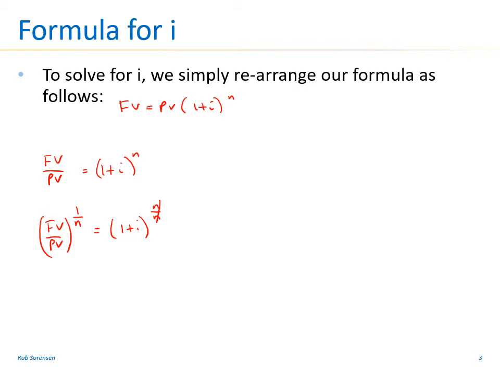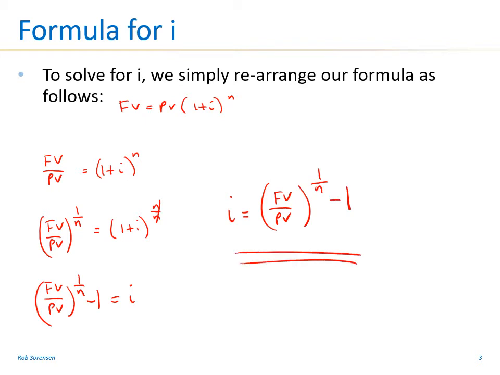I can subtract 1 from both sides, and I get (future value over present value) to the power of 1 over n, minus 1, equals I. And then I'll just go ahead and flip it left for right, because we usually like the unknown thing on the left. I get I equals (future value over present value) to the power of 1 over n, minus 1. That's our formula for I that we're going to use.